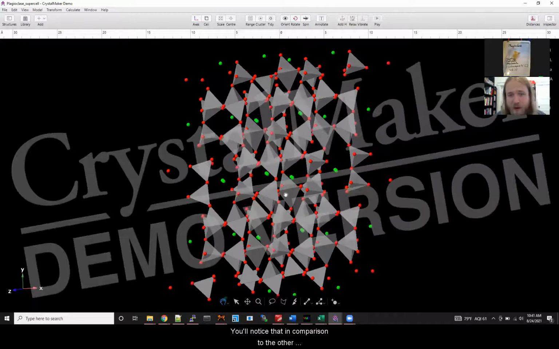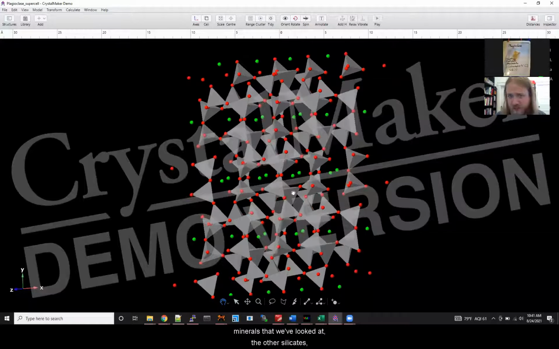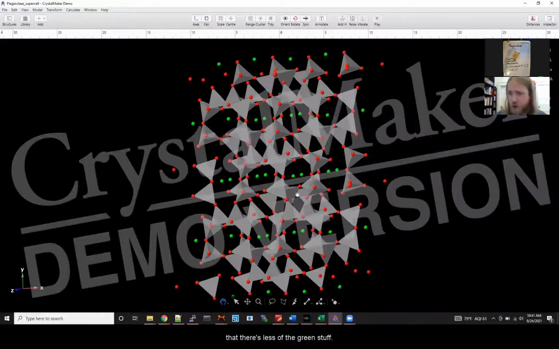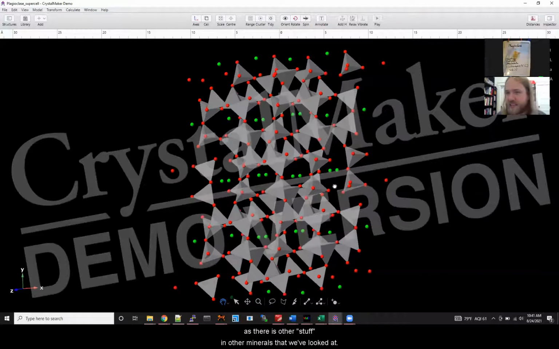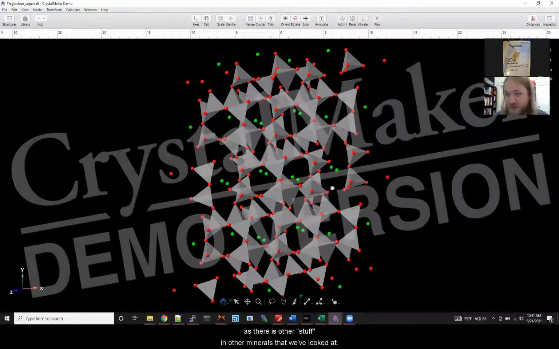You'll notice that in comparison to the other minerals that we've looked at, the other silicates, there's less of the green stuff, less other stuff around. And so the other stuff in here is going to be sodium and calcium. There's just not as much of it as there is other stuff in other minerals that we've looked at.